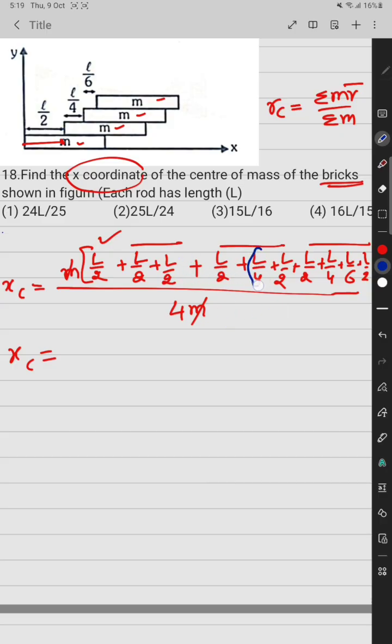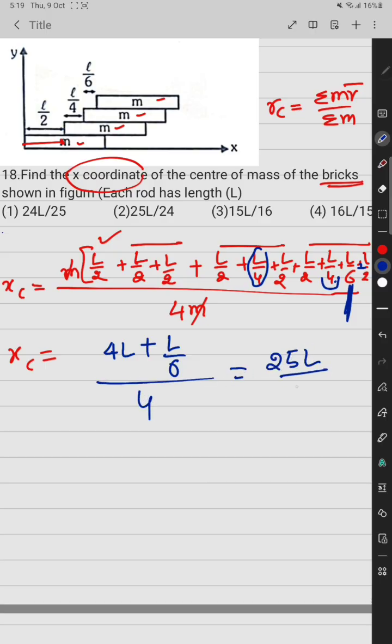this is L by 4 and the L by 4, that is L by 2, so 1, 2, 3, 4, 5, 6, 7 and 8 times L by 2, which means it is 4L, plus L by 6 plus L by 6, and that is whole divided by 4, so it is 25L by 6 divided by 4, that is 25L by 24. So the correct option is the second one.